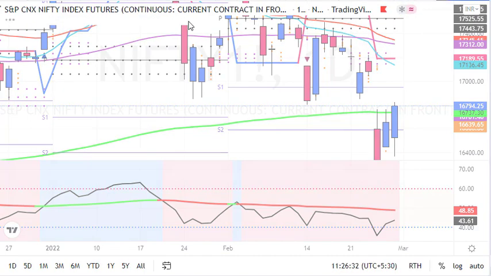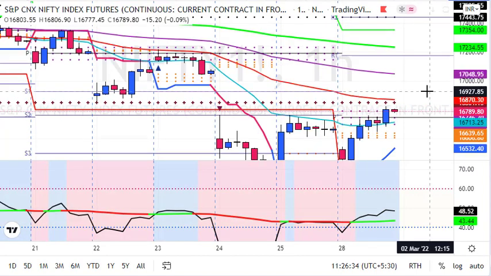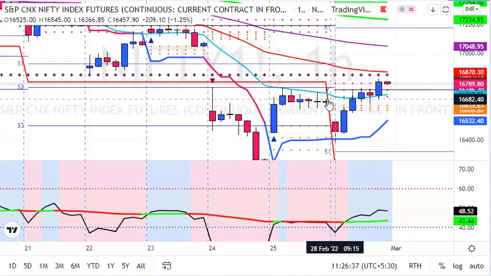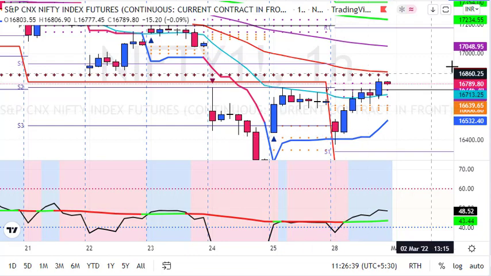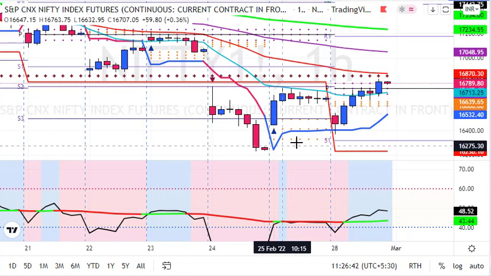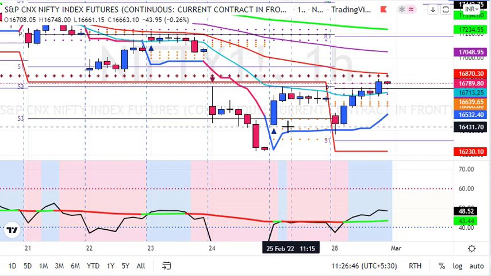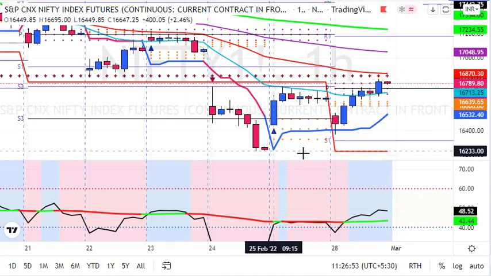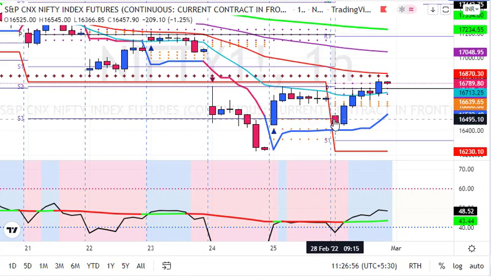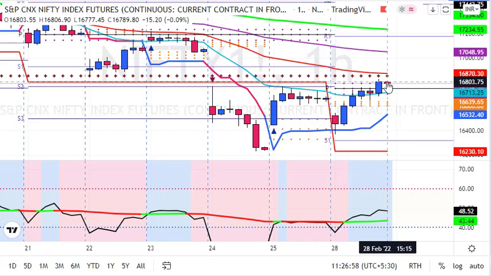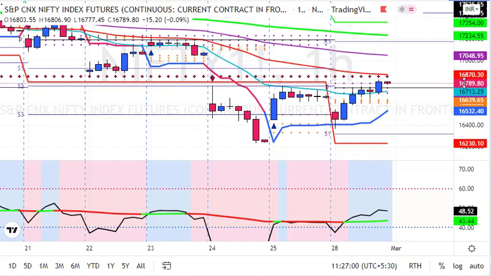As per the hourly chart, you can see we started the week with a gap down opening. I already told you the market is creating many gaps here and there, and we are filling those gaps by gap up and gap down openings. We saw this gap almost filled, and then from that level we saw a short covering rally. Now this short covering rally will continue toward 17,100 and 17,300 levels.